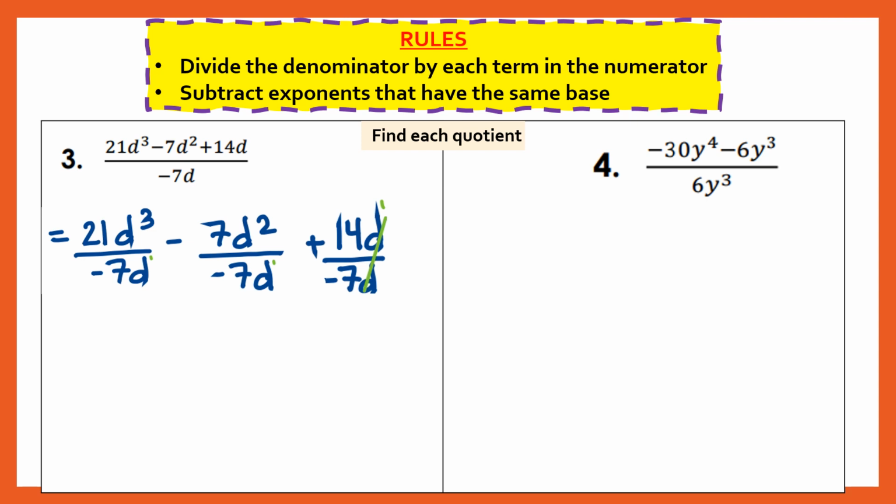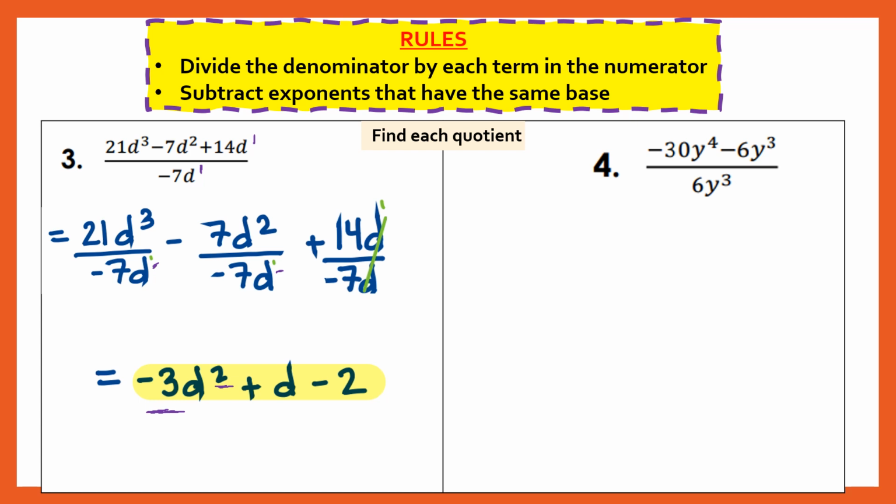And again, we have an exponent of 1 on this d here, so we've added 1 right here at the bottom. And so I want to divide my coefficients, dividing each one, and again subtracting my exponents. So 21 divided by negative 7 gives me negative 3. 3 minus 1 gives me that d to the second.